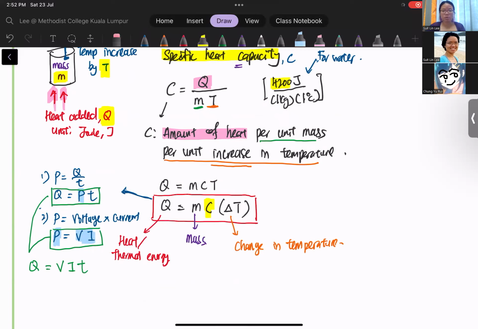So sometimes they'll give you the power rating of the heater, and you're like, okay, I'll just multiply by time. But sometimes they will say, oh, 2 amperes of current is passed through a heater of 10 volts. Okay, sure, you take 2 times 10. Okay, everything today is multiplied. All the equations multiply.